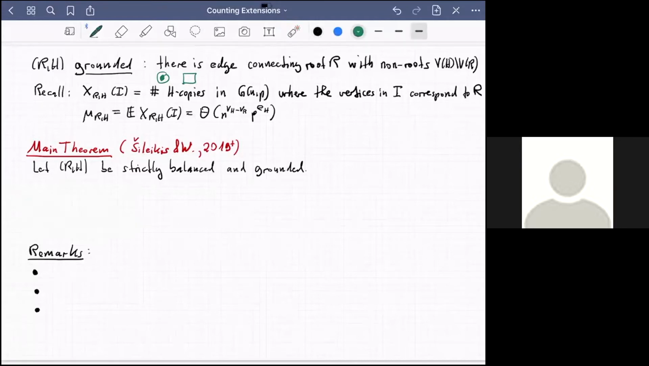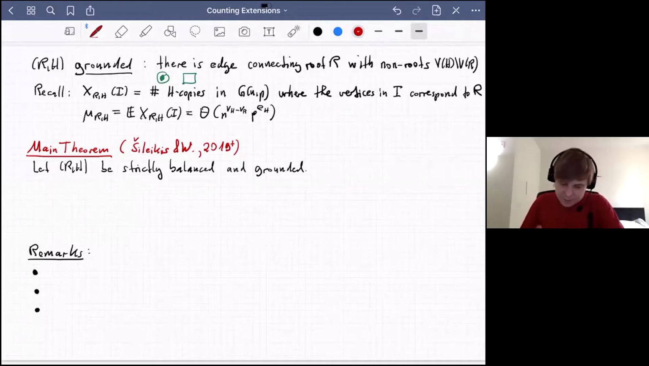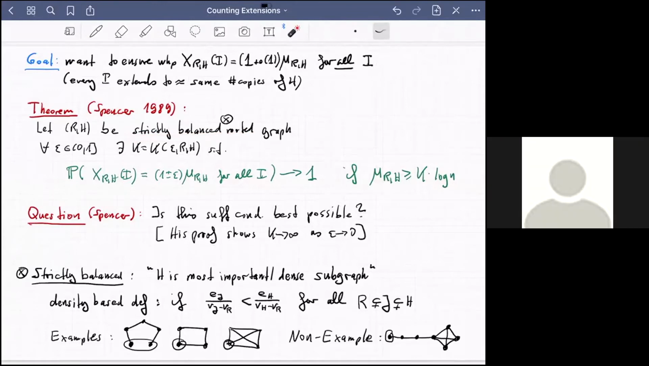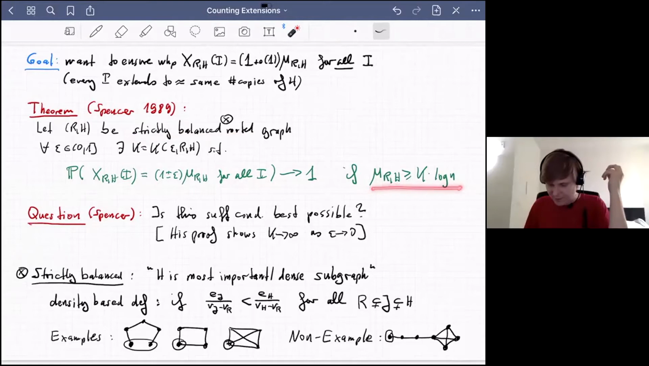There is also a question from Dmitry Zakharov in chat. He asks, as far as I understand the result of Spencer, is it true or not for not strictly balanced graphs? I stated this result here for strictly balanced rooted graphs, because there his result is the easiest to state and the closest to being tight.